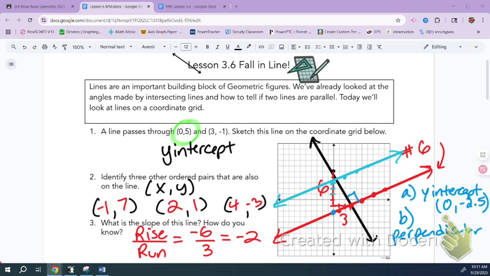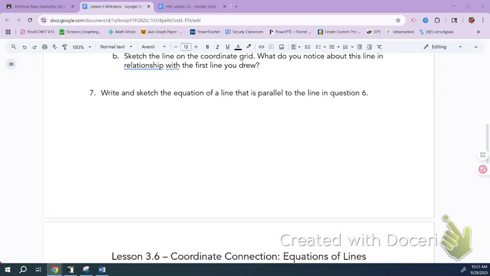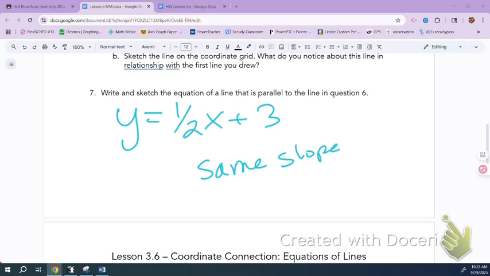Same slope? When I'm graphing them? They have a different y-intercept. So that's the equation of the graph I graphed. Maybe you drew a different parallel line. You should have drawn a different parallel line, and you picked a different y-intercept. So for parallel lines, they have the same slope. They have a different y-intercept.